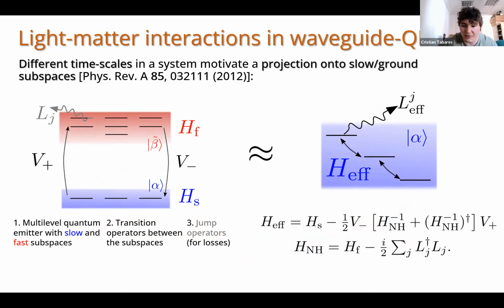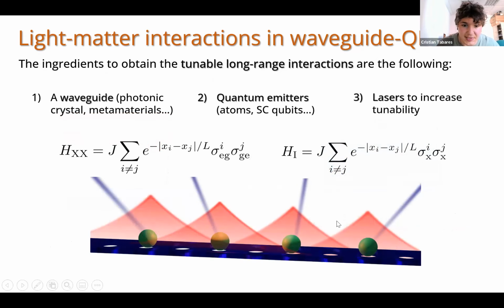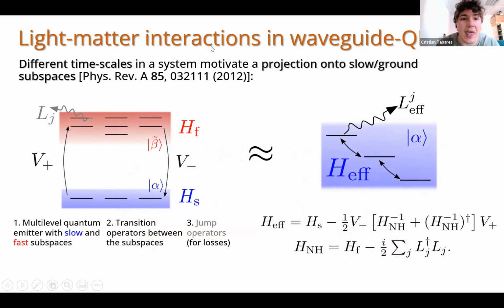What we do to obtain these Hamiltonians from these complete models is that we project the dynamics into the slow ground subspace. This is a procedure that is typical in the quantum optics literature. We have a multi-level quantum emitter that has slow and fast subspaces, and the dynamics here are so fast that we can somehow neglect them. We can forget about this fast subspace and include its effects as a perturbation in the ground state Hamiltonian. We have the transition operators, and some jump operators that induce losses, and we can effectively project the dynamics over the ground subspace. This is what we do.